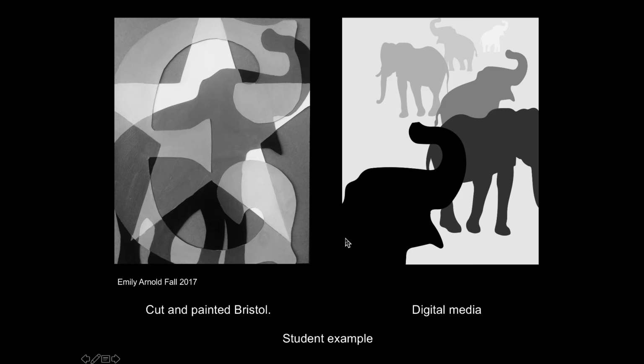And then she did it using digital media. You can see there are different elephants. She's got one elephant that doesn't have its trunk up, and I believe this is the same one that's just been turned 180. So that's fine. It creates a little bit of variety without being exactly the same shape, but we do recognize them as elephants.